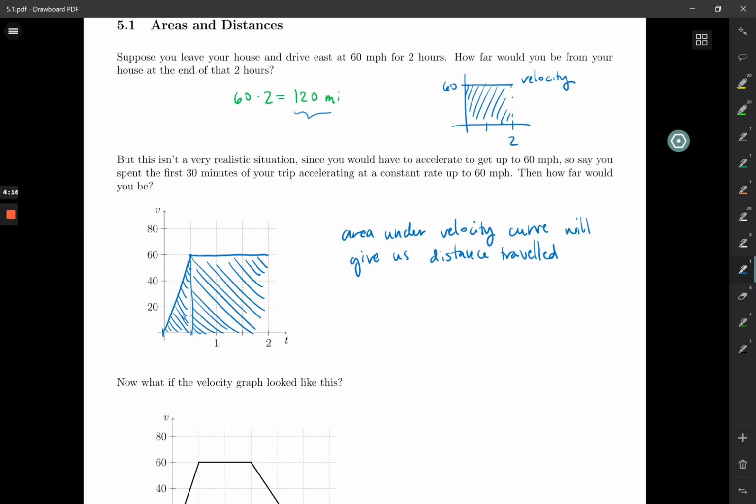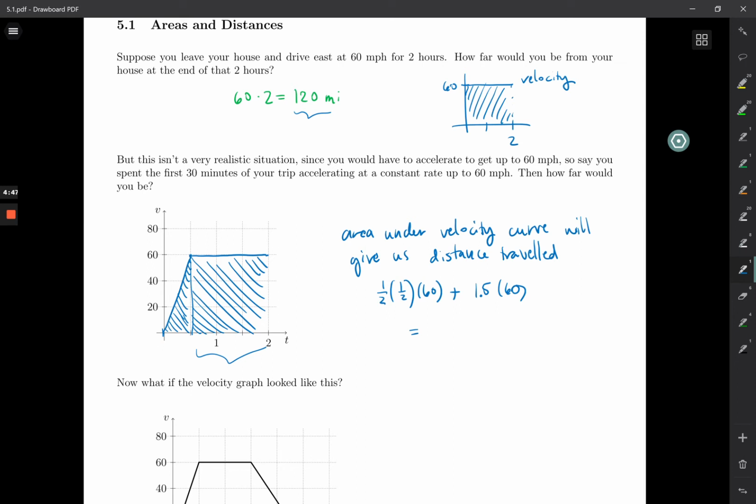So the first thing we'll have is the triangle. That would be 1/2. The base is also 1/2, and the height is 60. That's the area of the triangle plus the area of the rectangle, and that's going to be, this width is going to be 1.5, right? And then the height is also 60. So we can go ahead and compute this.